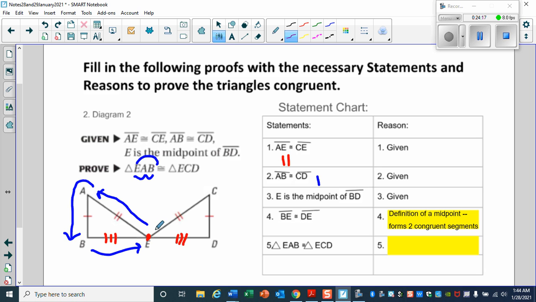Similarly, here you start at E, going to C because that's the 2 tick marks, and C goes to D, and then last D goes to E. And then now we got it. EAB is congruent to ECD. Again, side, side, side. Sides are congruent.